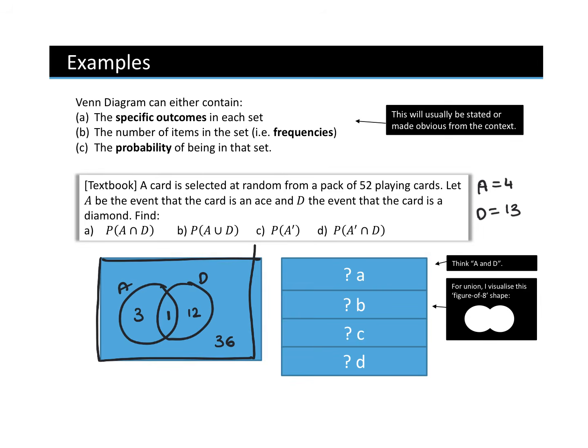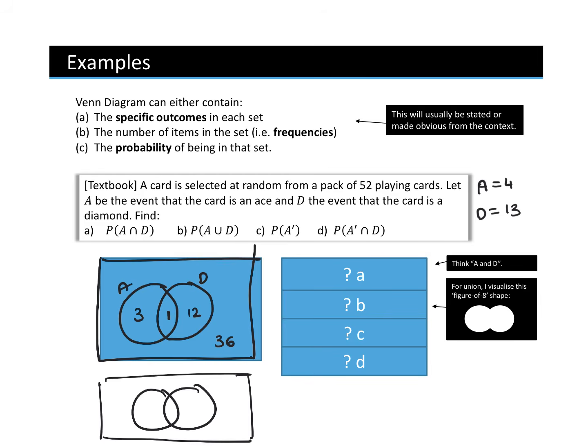So then, this wants us to find the probability. If you did want to, you could have drawn your diagram, and this is 1 out of 52, 3 out of 52, 12 out of 52, and 36 out of 52, okay? But you don't have to. Either way, if it says draw this using frequencies, please draw it using frequencies.